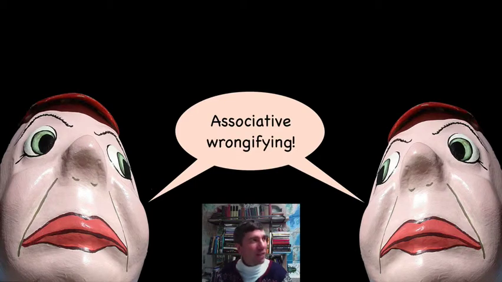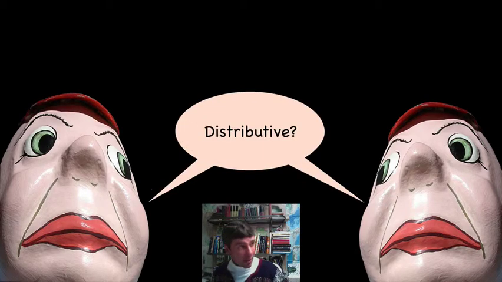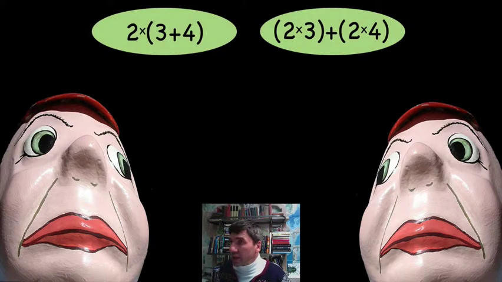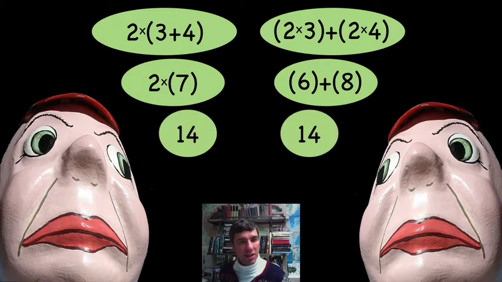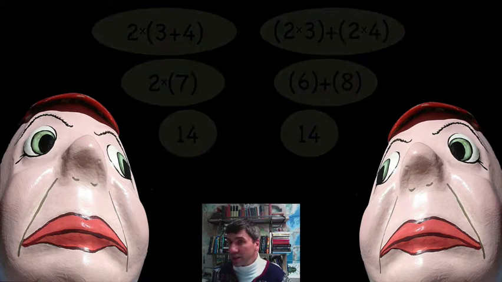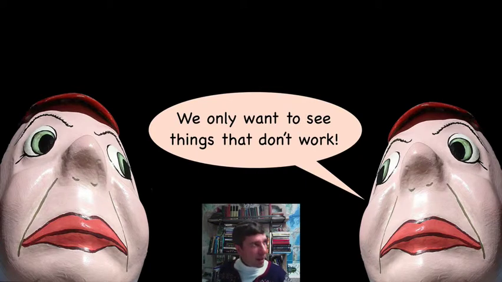So that's what you want if you want to play this wrongifying game. Yes, associative wrongifying. You guys should also think about the distributive property. In our number system, the distributive property is 2 times (3 plus 4), which is equal to 2 times 3 plus 2 times 4. And you can see that in both cases, that's equal to 14. Now I'm going to show you that for any other choice of two operations, the distributive law doesn't work.